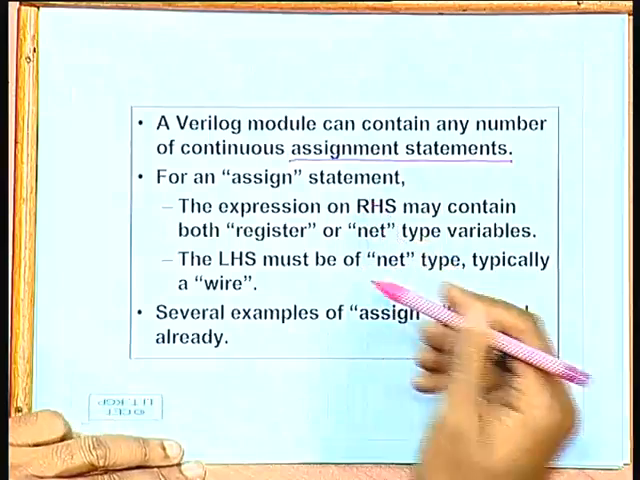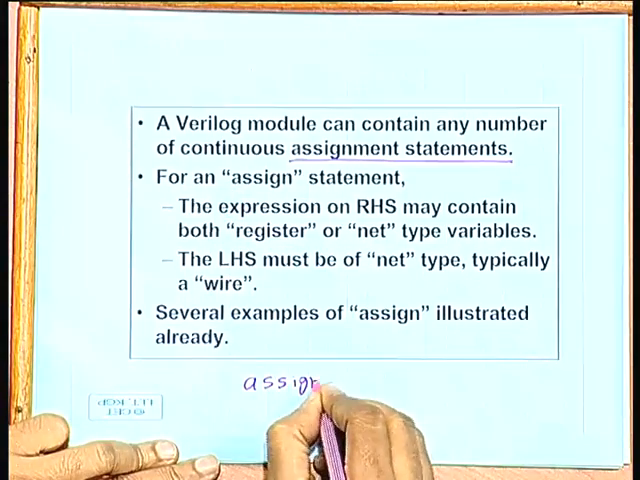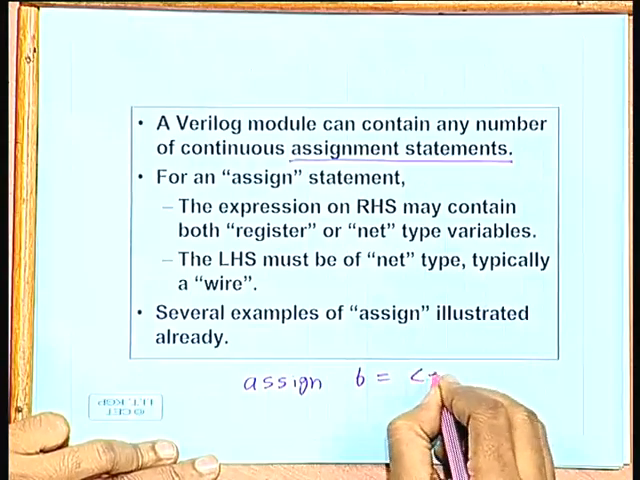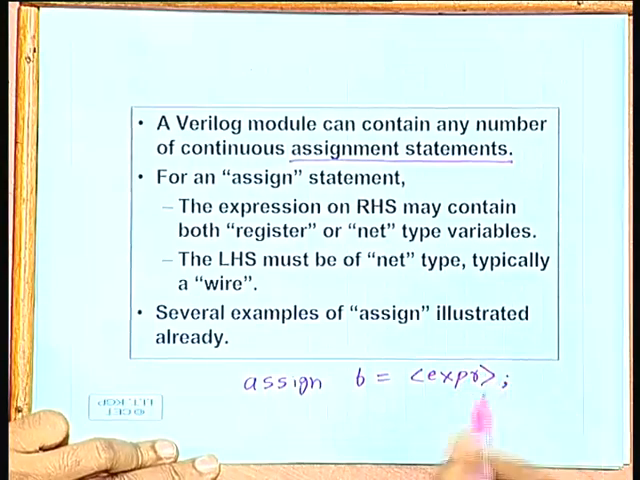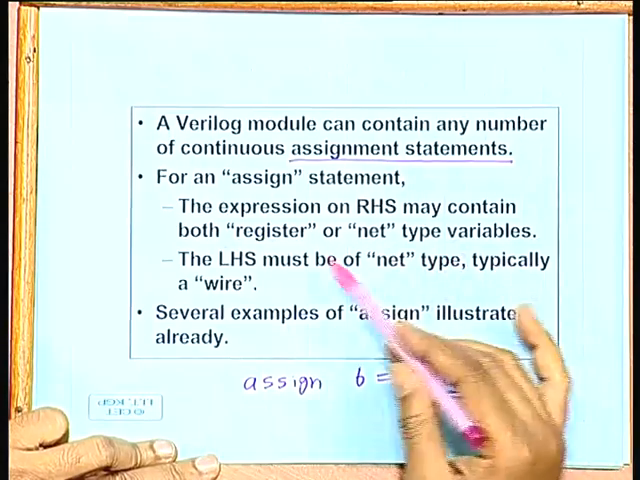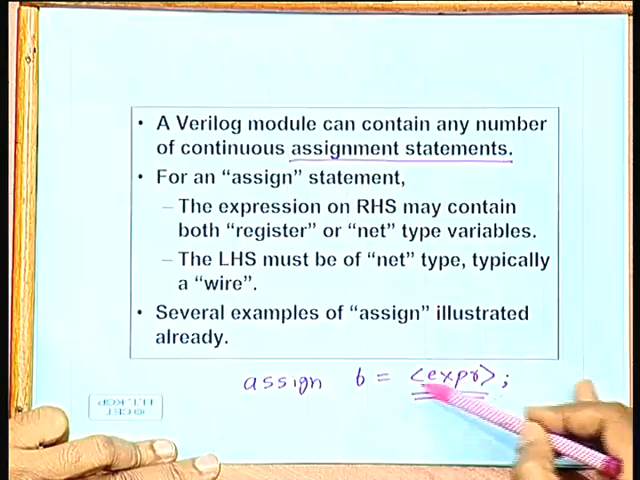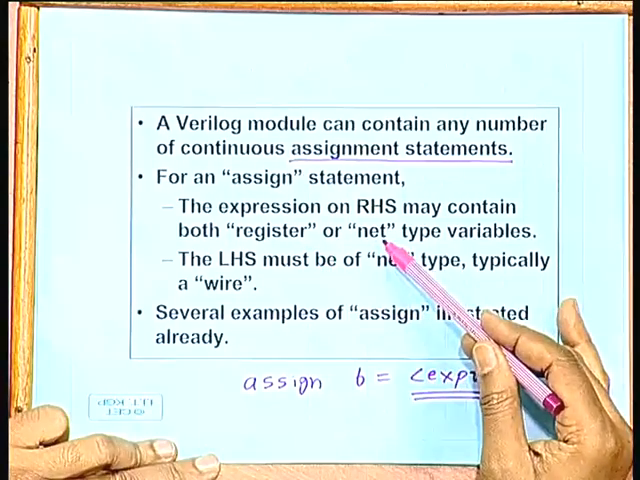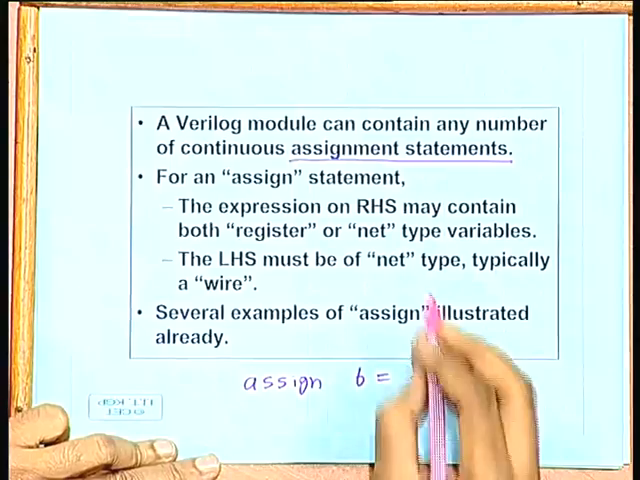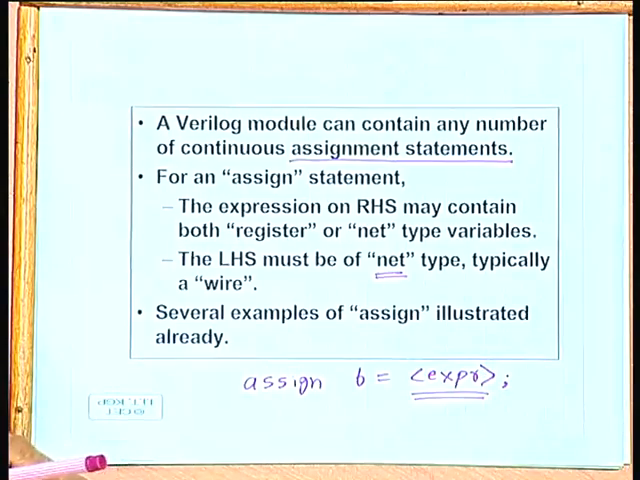Now there are a few other things I had mentioned about an assign statement. Say I have assign B equal to some expression. The first thing is that the expression can consist of any number of variables which can be of any type. They may be register data type, they may be net data type. So the sources of this expression can be any kind of variable, but when you are assigning it, the target must be of net type. This is a restriction for the continuous assignment statement. The left hand side has to be a net type variable, right? Like some of the examples we have already seen earlier.